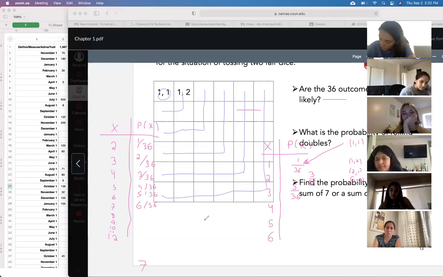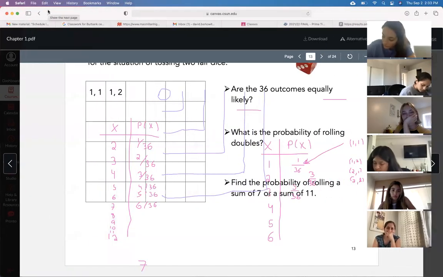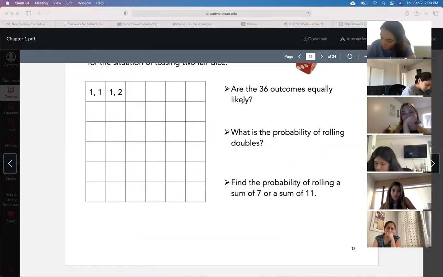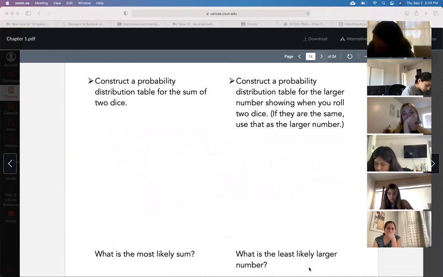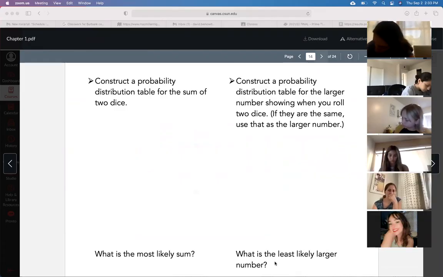So rather than doing things one at a time with no association to the one that came before it, if you look for patterns, quite often things become a lot clearer and save you a lot of time. Of course, spending the time to find the pattern is not always the easiest, but once you find it, it does make things very straightforward. So in this case, what is the least likely larger number? 1. Right, 1, exactly.